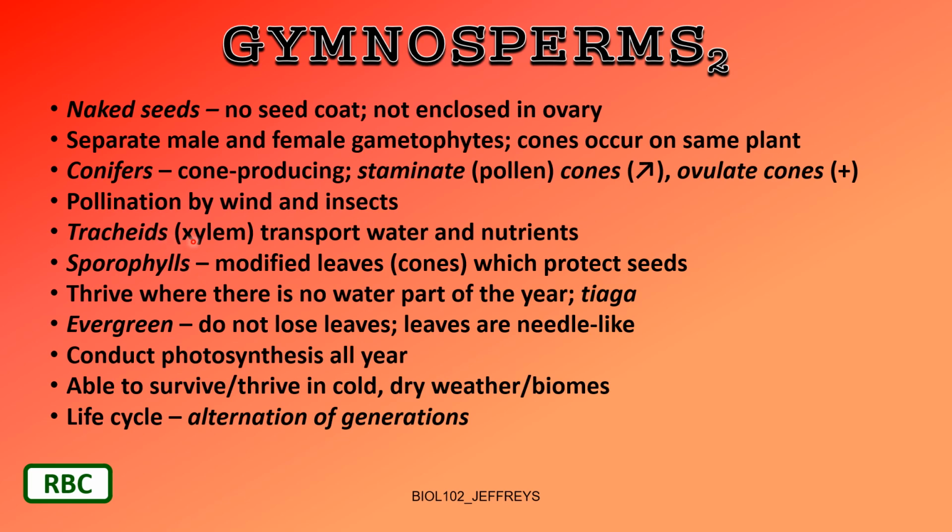Now, tracheids are the cells in xylem that transport water and nutrients. You already know that. And the sporophylls are modified leaves. Okay, sporophylls, that's just another name for the cones. And these modified leaves, the cones, protect the seeds. Gymnosperms thrive where there is no water part of the year.